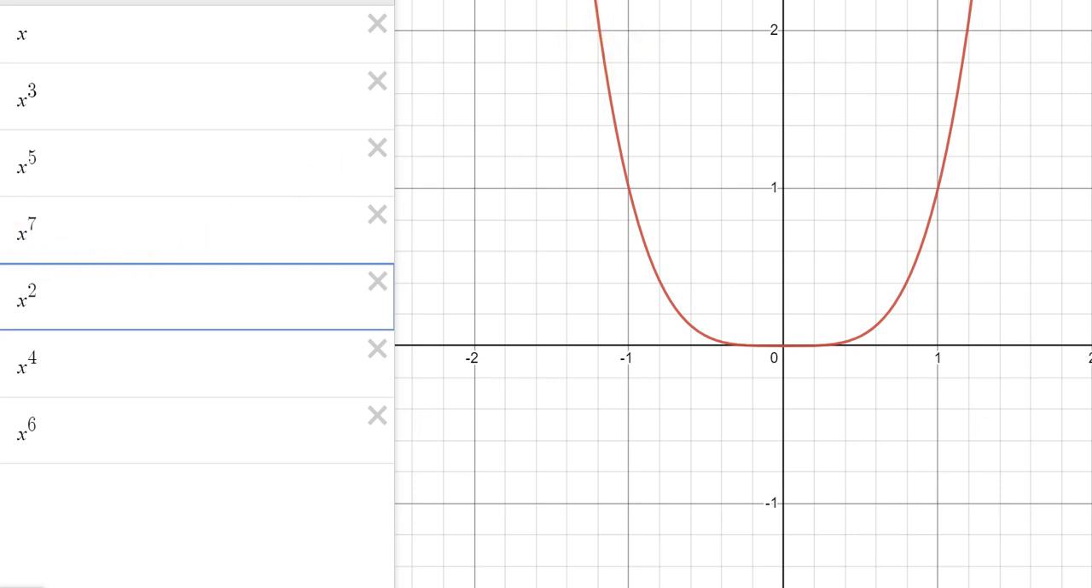Now look at x to the fifth. There you go, that's x to the fifth. Let's actually go x cubed, and there you go. For x cubed, the end behavior, as x goes to infinity, y goes to infinity. X goes to negative infinity, y goes to negative infinity. So those are marked differences between them. Alrighty. Now let's go back to our notes.